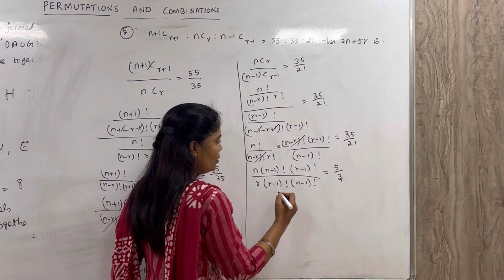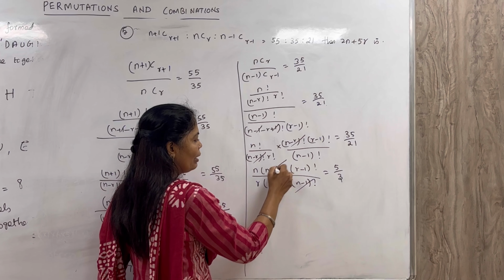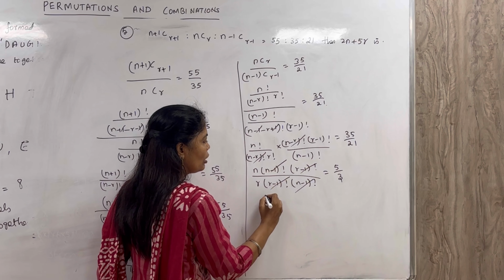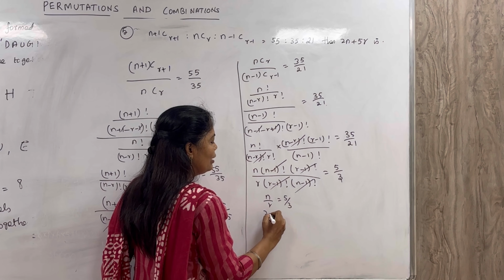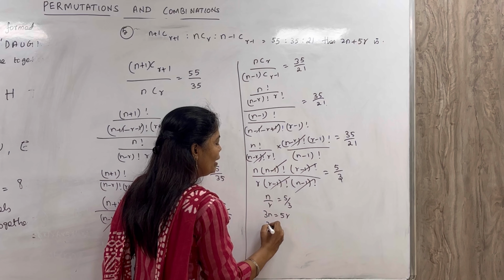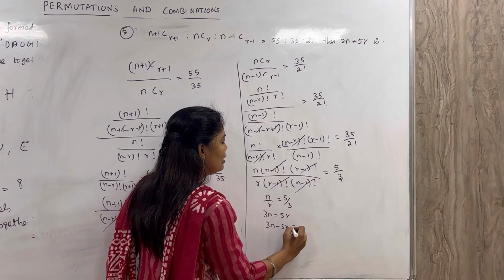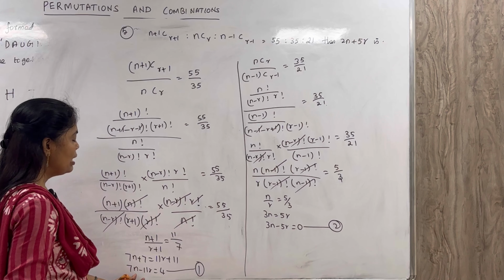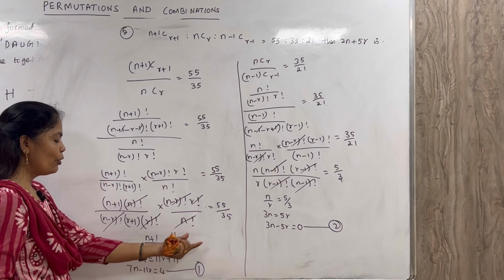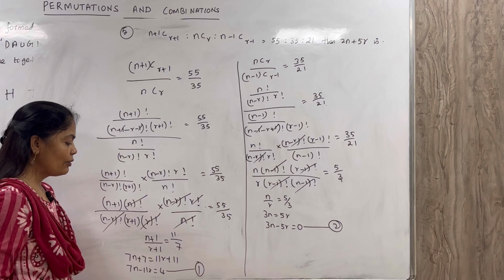35 by 21 is 5 by 3. (n-1) factorial and (r-1) factorial got cancelled. n by r is equal to 5 by 3, so 3n is equal to 5r. I can make 3n minus 5r equal to 0. This is equation number 2. And equation number 1 is 7n minus 11r equal to 4, and now 3n minus 5r equal to 0.